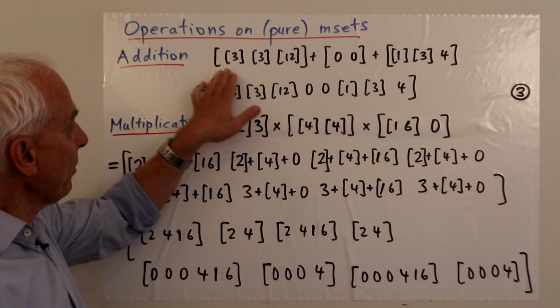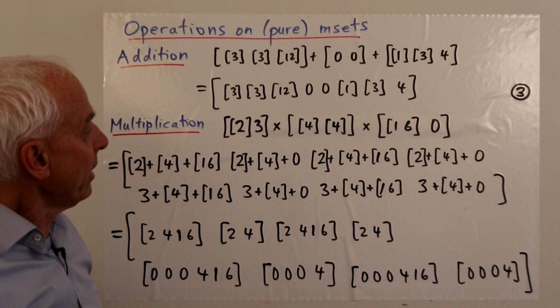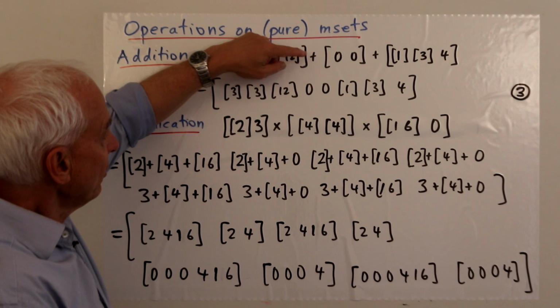So for example, here's an mset, here's an mset, here's an mset. This mset here has some polynumbers in them. These are polynumbers, and this one here has some polynumbers and also a number, but they're all msets of polynumbers, so these are all multi-numbers, and we just get the sum by dumping them out. So the 3, the 3, the 1, 2, the 0, the 0, the 1, the 3, the 4.